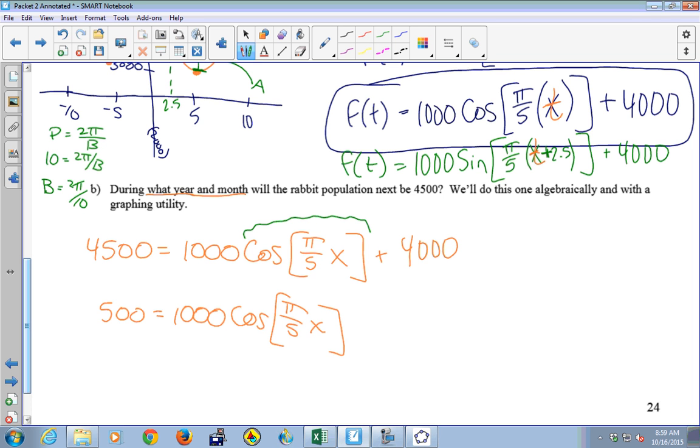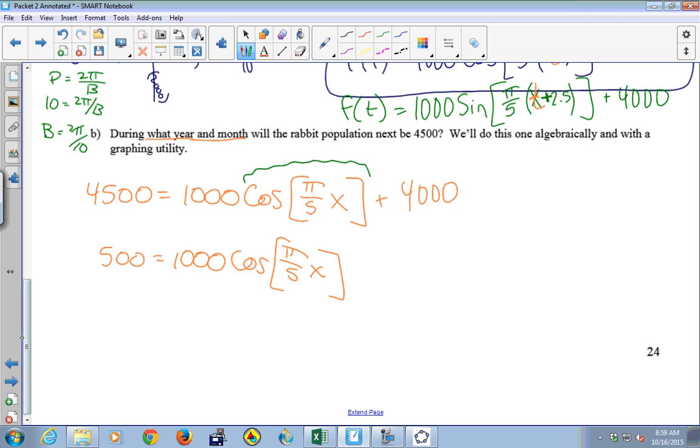We should use t, sorry. It's force of habit. Then divide both sides by 1,000 to get the cosine by itself. So I have 1/2 is equal to the cosine of an angle, right? And it's just some fancy pi over 5x is what I'm naming this angle. Okay, so I have to think about where on the unit circle does the cosine have a value of 1/2.